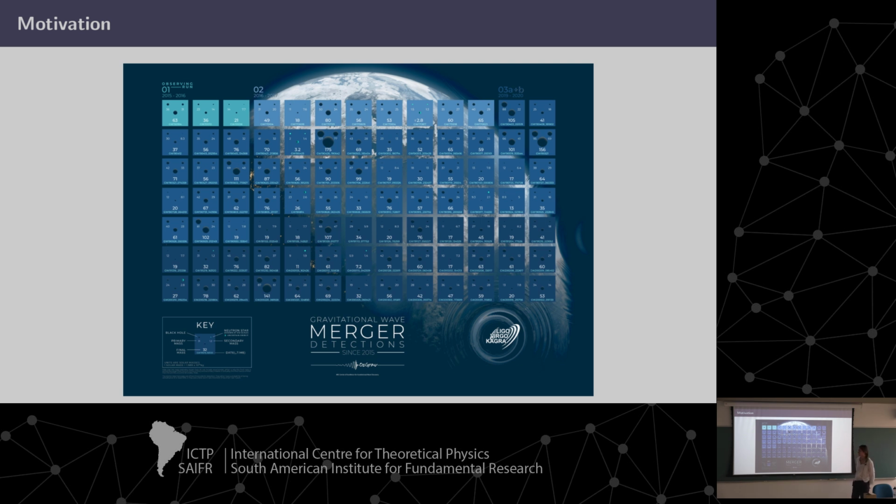Here you can see a cute way of showing the events we have seen by the end of the LIGO, Virgo, KAGRA third observing run. I think this is roughly 200 if I remember correctly. And now we're going to go to the fourth observing run. So say that we all agree that we want to test GR with gravitational waves.